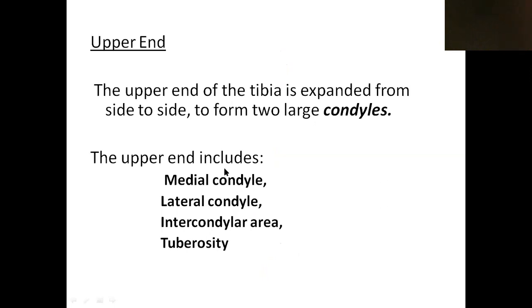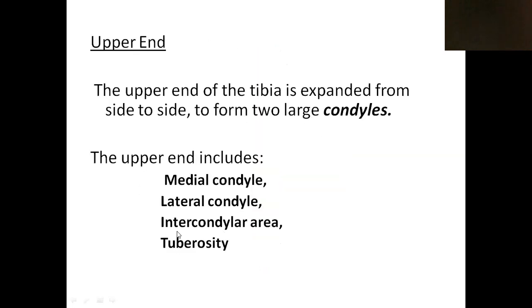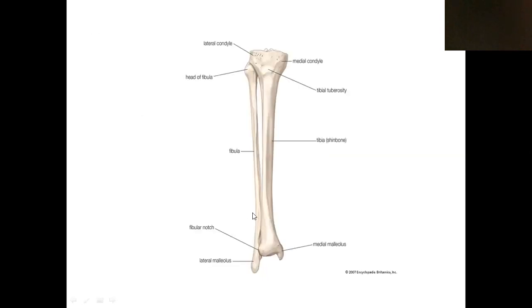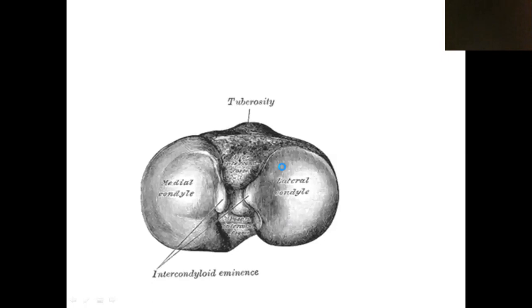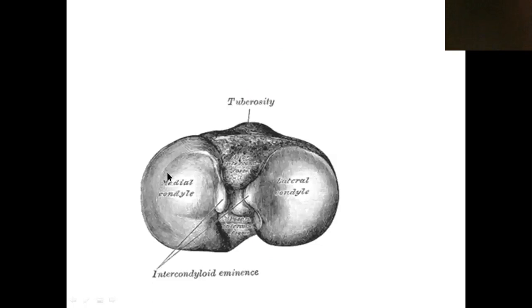Not only that, between these two condyles, this is the medial condyle, this is the lateral condyle, there will be a space. That area is known as the intercondylar area. See, this is the superior view, meaning from above. This is the anterior view of the tibia. Now I am showing this one, the superior view of the tibia. This one is the medial condyle, this is the lateral condyle, and between these two condyles we can see a small area. This is the intercondylar area.